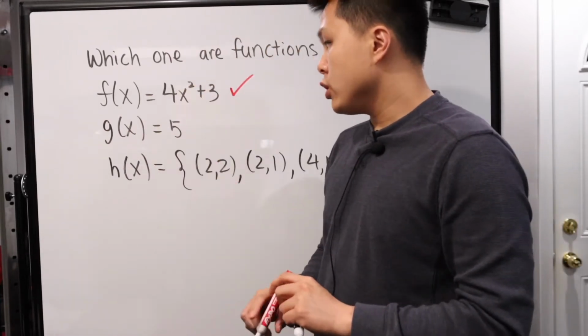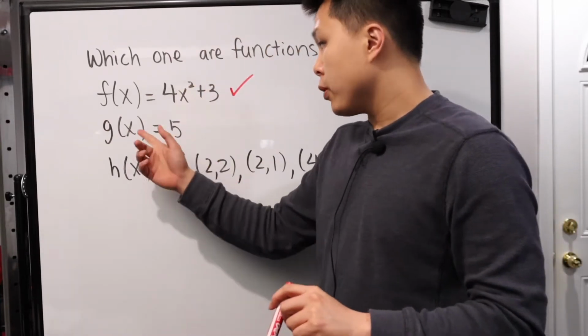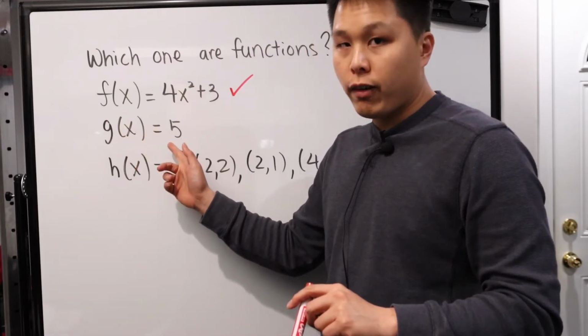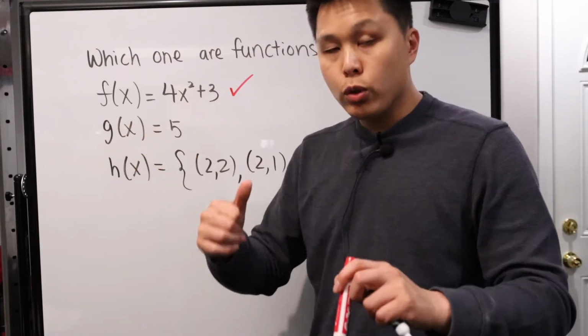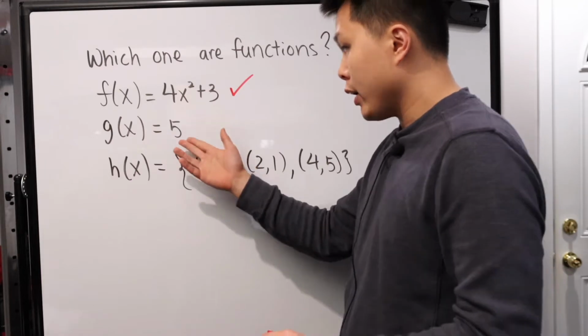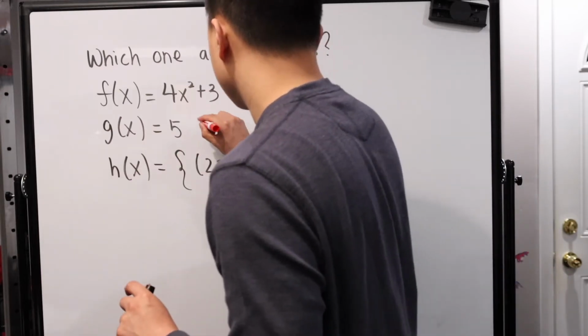The second one, g of x equals 5. Once again, if you put in any number, guess what? The final outcome is just 5, which is fine because it's exactly one outcome, which is going to be 5. So this is also a function.